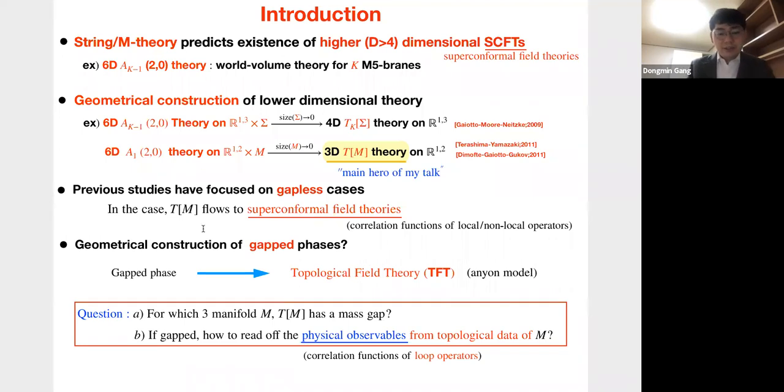So in my talk, instead, I will mostly focus on the case when this TM theory is in the gapped phase. Gapped phase means that there is a finite energy difference between the ground state and the first excited state. It is believed that if the 3D system has a mass gap, its IR physics is described by a certain kind of field theory called topological field theory. The basic objects of topological field theory are loop operators, instead of local operators. There are no local operators. The loop operators are sometimes called anyons. So in the condensed matter literature, it is sometimes called an anyon model.